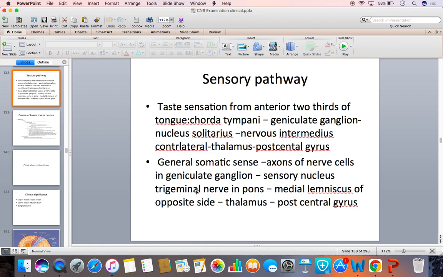Whereas general somatic sensation from the external auditory meatus and under the pinna reaches the geniculate ganglion, then the sensory nucleus of the trigeminal nerve in the pons, from there crosses to the opposite side, runs in the medial lemniscus and goes to the thalamus, from there runs to the postcentral gyrus for the perception of the sensory modalities. This is the sensory pathway of the facial nerve.